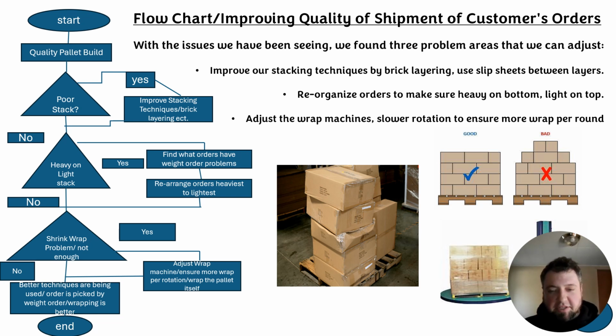And then we are also making sure that shrink wrap, when we're doing that, is nice and tight, a thick amount of wrap to help keep the product on the pallet, and to also help keep the product from being scattered all over the trailer.